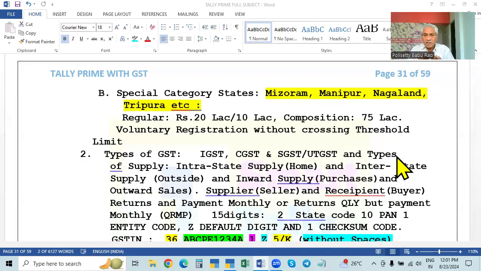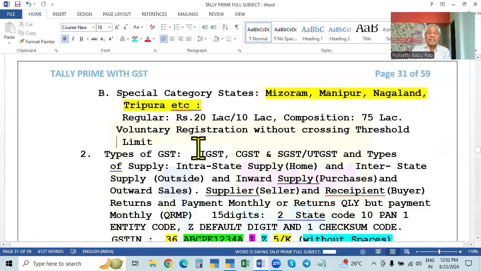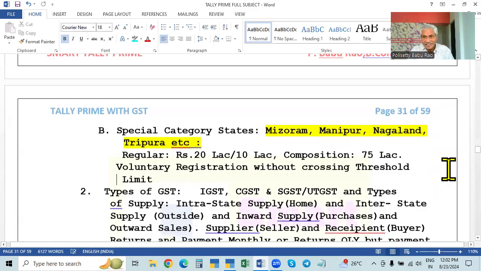Still, our limit is not crossed. So we need to get registration. I can be an unregistered person, even though I can voluntarily get registration. The limit is not crossed. I need not get registration, but still I want registration and I get registration. So that is called voluntary registration. So without crossing the threshold limit also, I can get the registration. It is called voluntary registration.